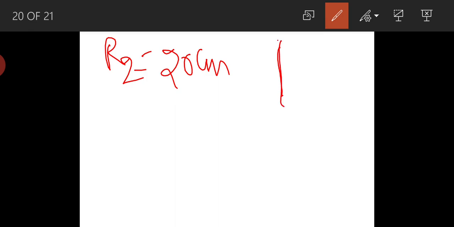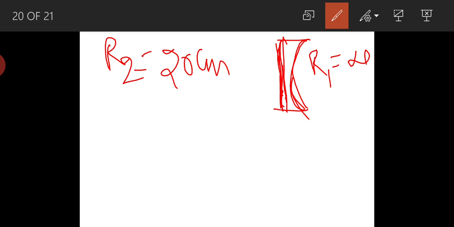A plano-concave lens will be in this way. So the first surface will be plane. For plane surfaces the radius of curvature is always infinity. That is why r1 is equal to infinity, and the second surface is a concave surface and it is given as r2 is equal to 20 centimeters. That is what we took here.